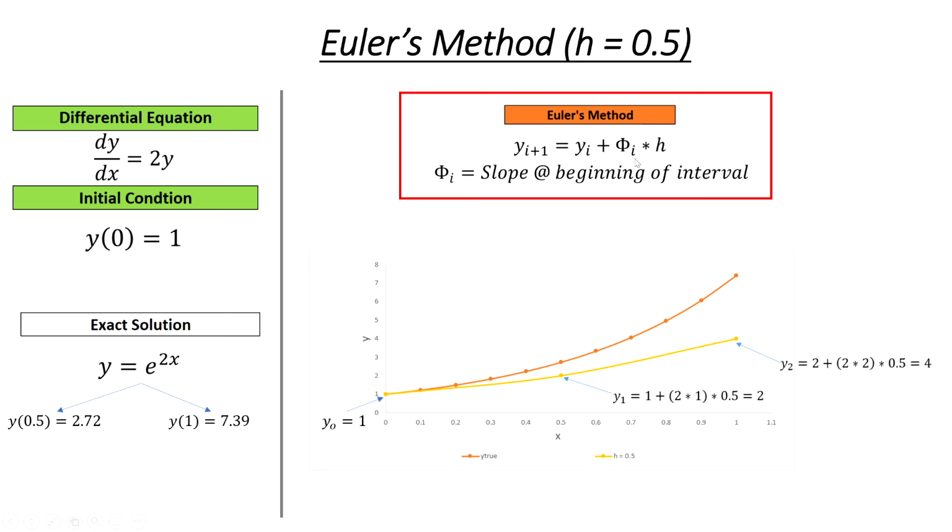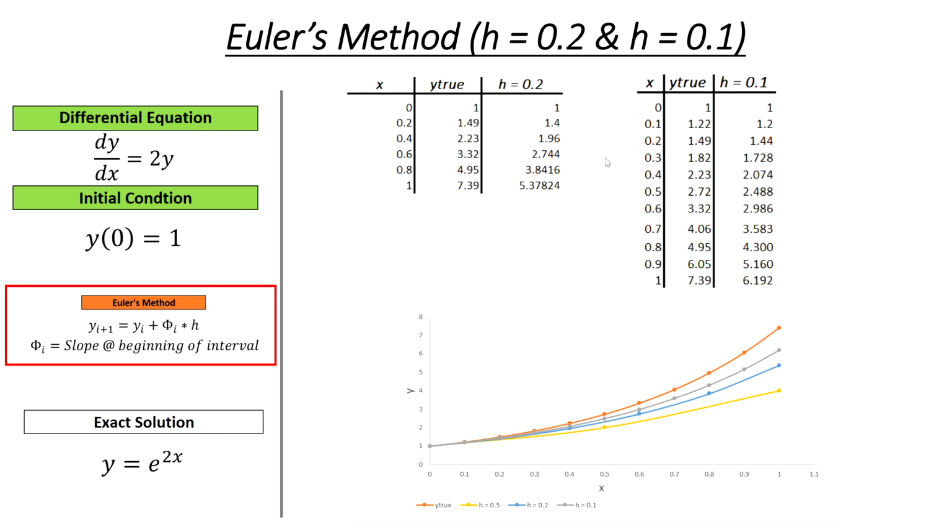So you can see that a lot of the error that comes from Euler's method is because of the assumption of linearity. Let's see what will happen if we reduce the step size to say 0.2 or 0.1. So if I use a step size of 0.2, meaning that we're going to get a y estimate every 0.2 increment, we have 0, 0.2, 0.4, 0.6, 0.8, and 1.